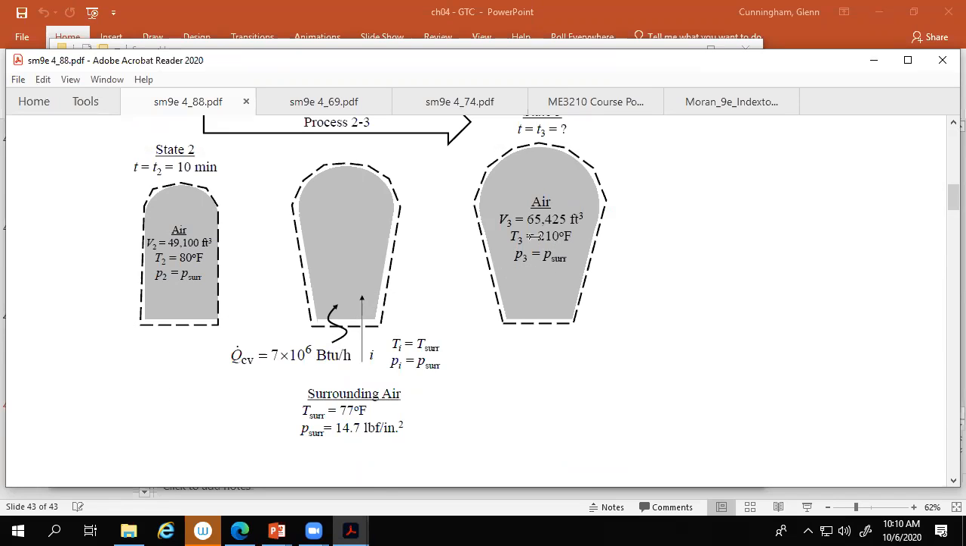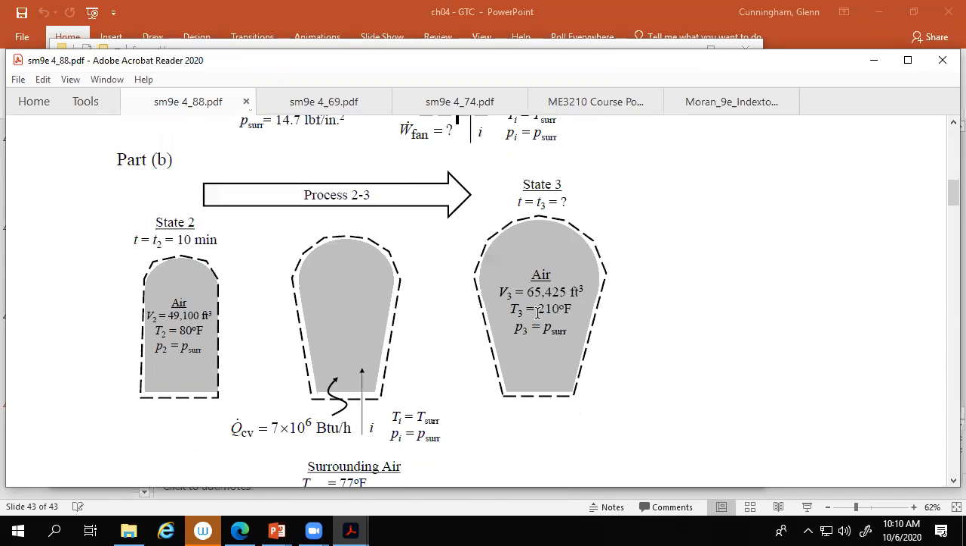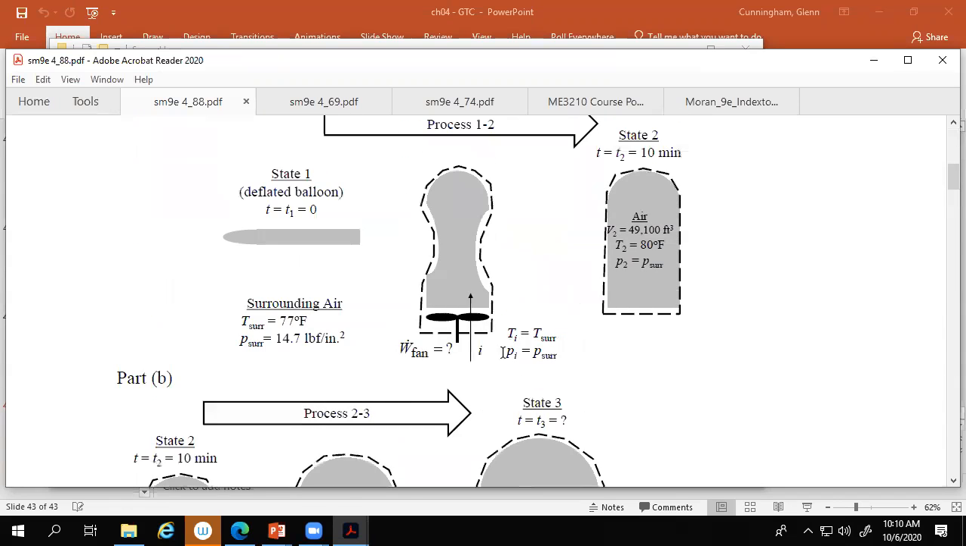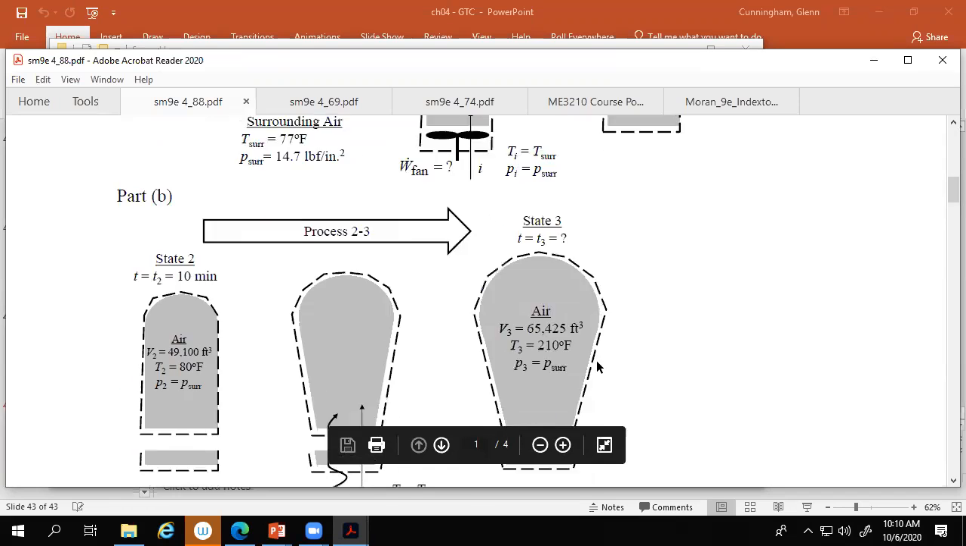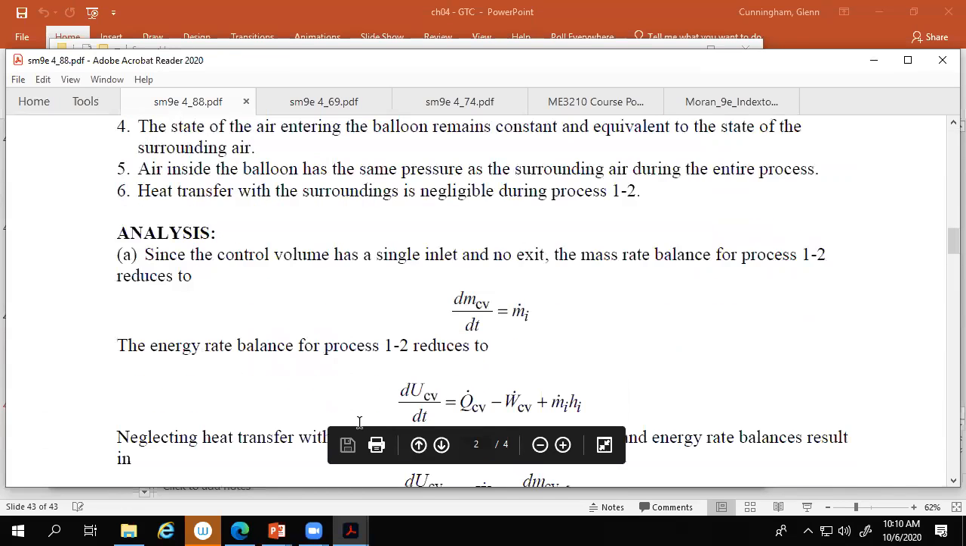We're at 210 and a final volume of 65,425 cubic feet. So we got 10 minutes up here on this process, but we don't know this, and we don't know the fan work here. So we're supposed to solve for that. Okay, so we go back and reference the assumptions as we go through it.